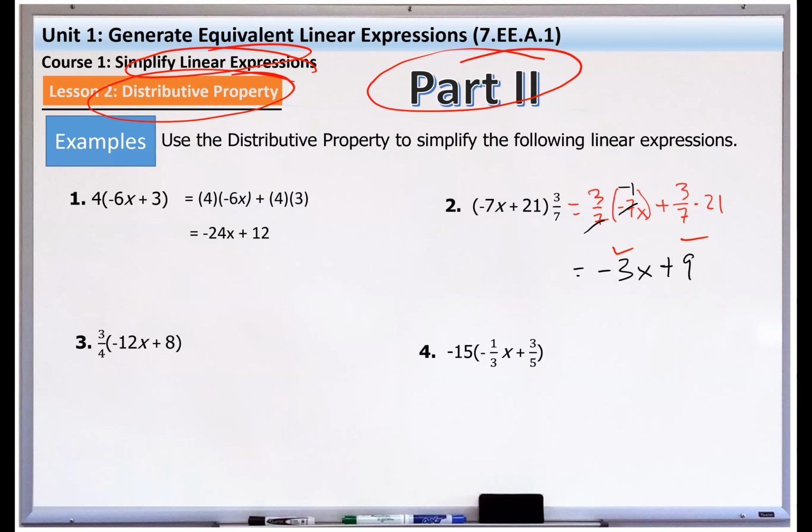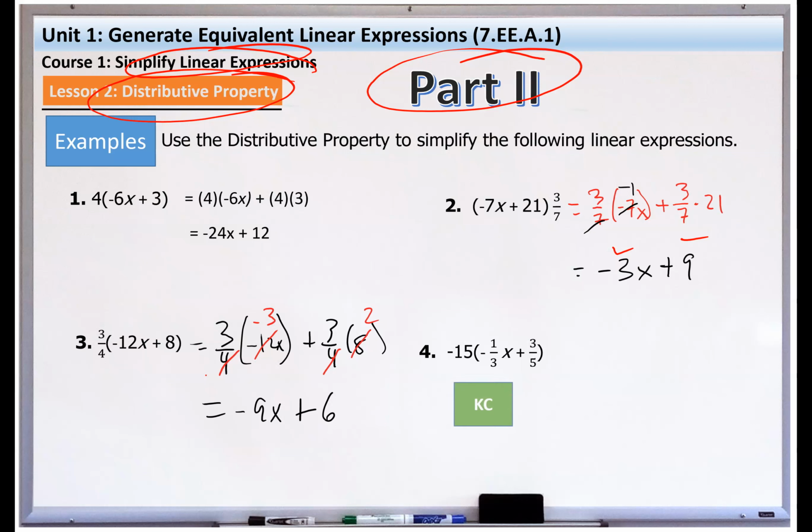Okay, again, we cannot combine negative 12 times some number x plus 8. So we have to distribute the 3/4. So we get 3/4 times negative 12 times some number x plus 3/4 times 8. Going to simplify the 4 here with the 12, and we end up with negative 3. And simplify the 4 here with the 8, and we end up with 2. So it's 3 times negative 3x, which will give us negative 9x, and 3 times 2 is 6.